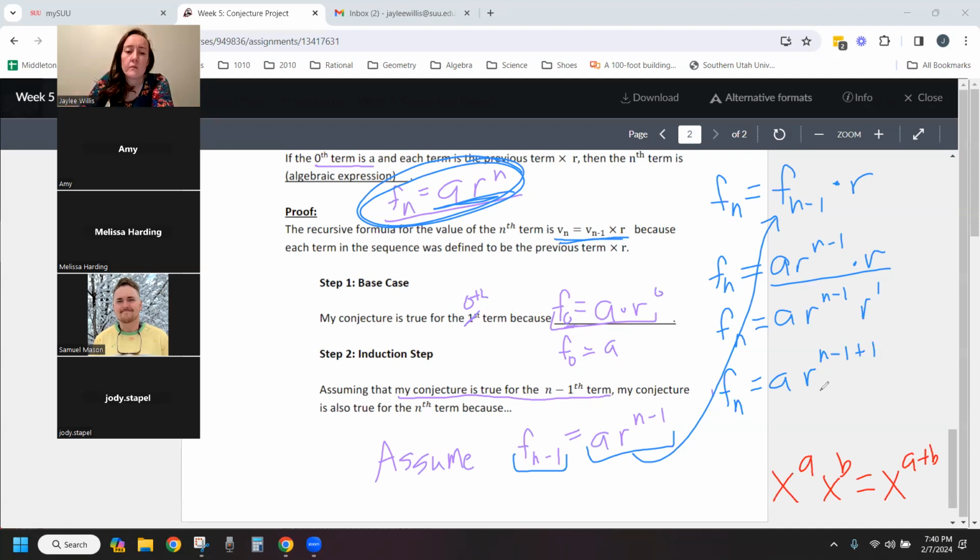So that's the reasoning we're using here, because these are the x's, and then you're taking the exponents and adding them. And then like Jody said, our last step really would be just to simplify: negative 1 plus 1 equals 0. And so you'd get f of n equals a times r to the n. Yep. And then you'd be done. Any questions on any of that?